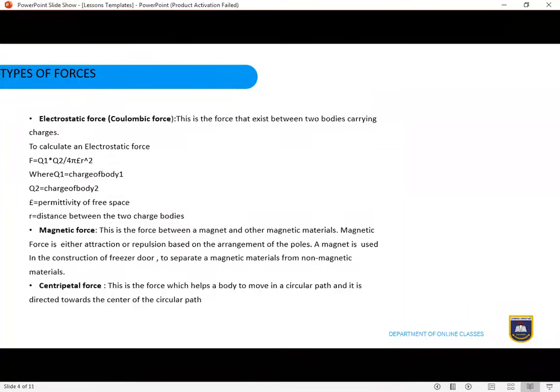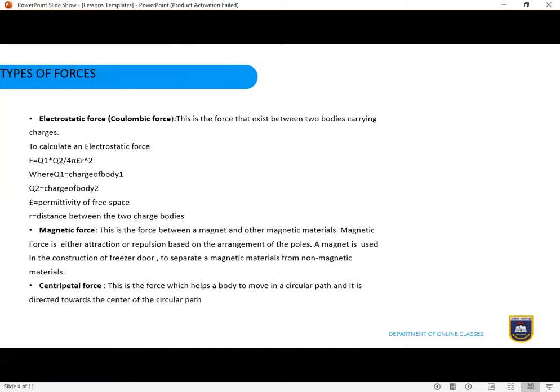This is the force that exists between two bodies carrying charges. So if you bring two charged bodies together, there's going to be a force acting between these two bodies. I've written the formula there to calculate the electrostatic force. As you can see in the formula, F equals Q1 times Q2 all over 4 pi epsilon naught R squared.